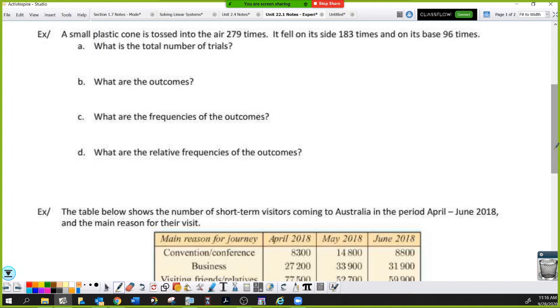That doesn't add up to 279. Yes, it does. I'm so tired. Oh my gosh. Wow. Okay, anyway. I was just like, wow, that's a colossal mess up. But no, it does add up to 279.